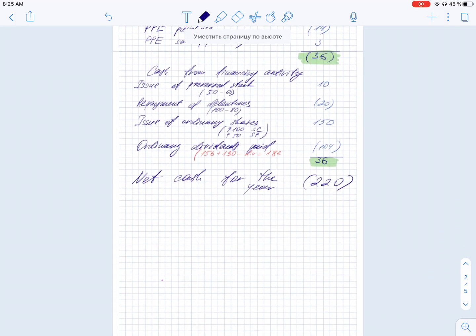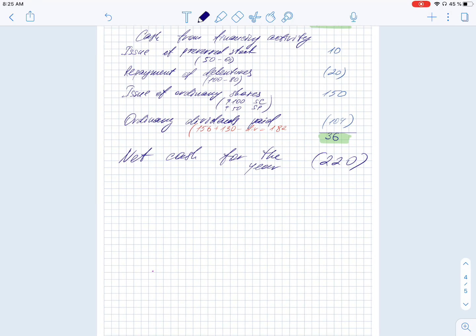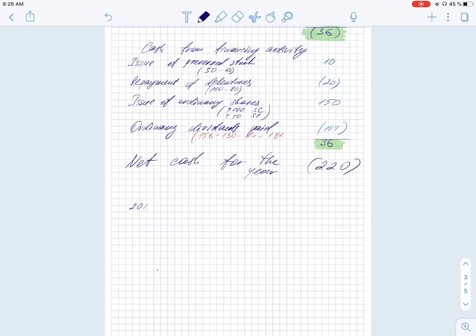How could we check ourselves? How could we prove that that was the net cash decrease during the year? We have to consider cash and bank balance and overdraft at the beginning and at the end of the year. So we have to consider all the cash and bank balances. At the beginning of the year in 2017: cash, bank, overdraft, total. I will do it like that, right? Total.